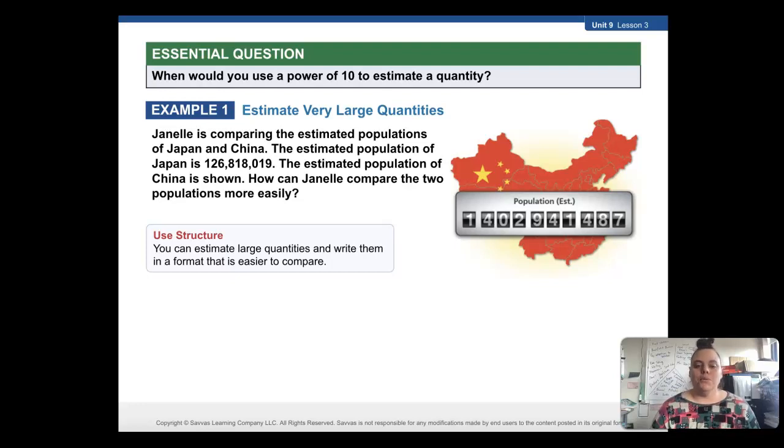Our first example we will look at is estimating a very large quantity. Janelle is comparing the estimated populations of China and Japan. The estimated population of Japan is 126,818,019. The estimated population of China is shown, 1,402,941,487. How can Janelle compare the two populations more easily? Yes, we know that China has more than Japan, but how much more?